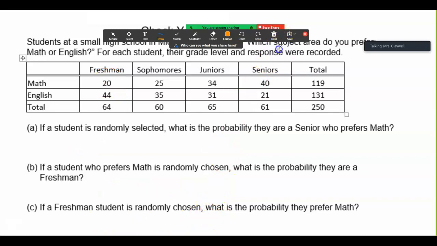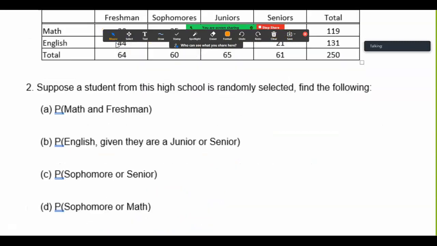Okay, last little section with this. I have the table again. Probability of freshmen and math.